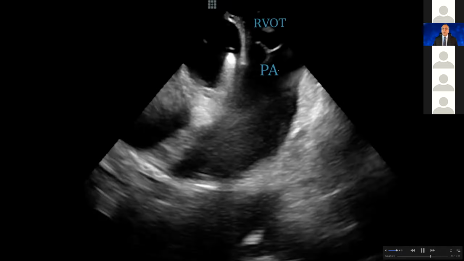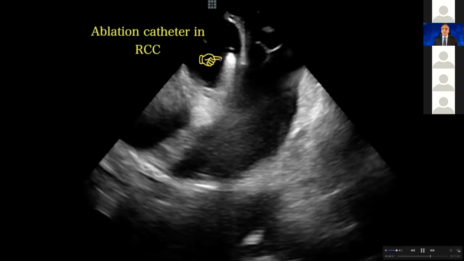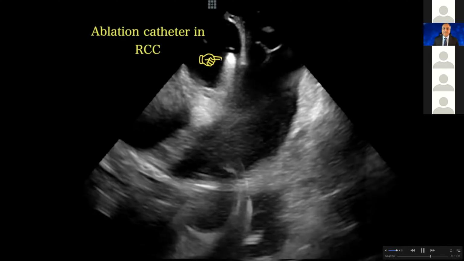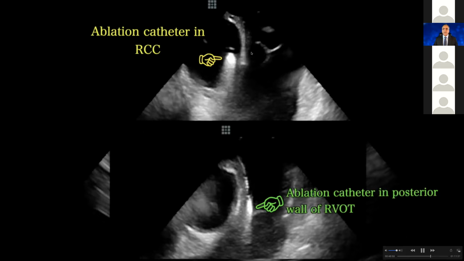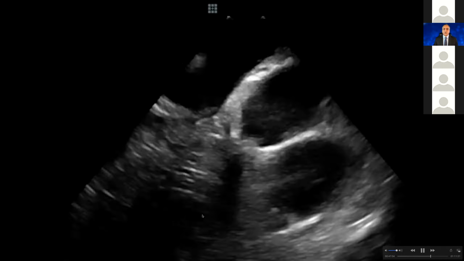So this is RVOT and PA. The ablation catheter is in the right coronary cusp. And you can see the same patient, RVOT, PA, right coronary cusp, but this time ablation catheter is right on the other side of it, right here on this side. And if you, of course, go a little bit further, you see the left coronary cusp is there.